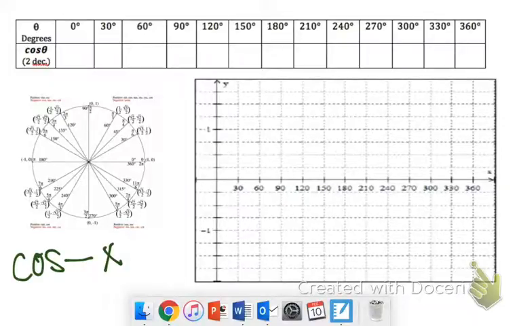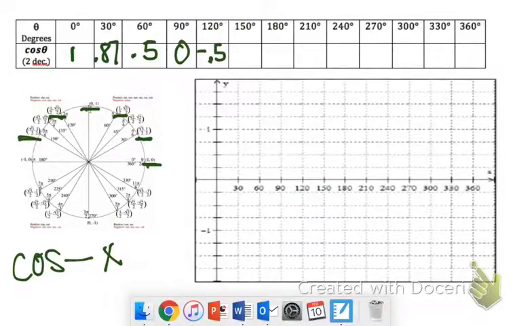Okay. So at 0 degrees, the x value is 1. At 30 degrees, it's the square root of 3 over 2, which if you put that into your calculator, you will get 0.87. At 60 degrees, it's 1/2, so it'd be 0.5. Remember, we want these as decimals because it makes it easier to graph them. And then at 90 degrees, the x value is 0. At 120, it's negative 1/2, so that's negative 0.5. At 150, it's negative square root of 3 over 2, so that's negative 0.87. At 180, it is negative 1.